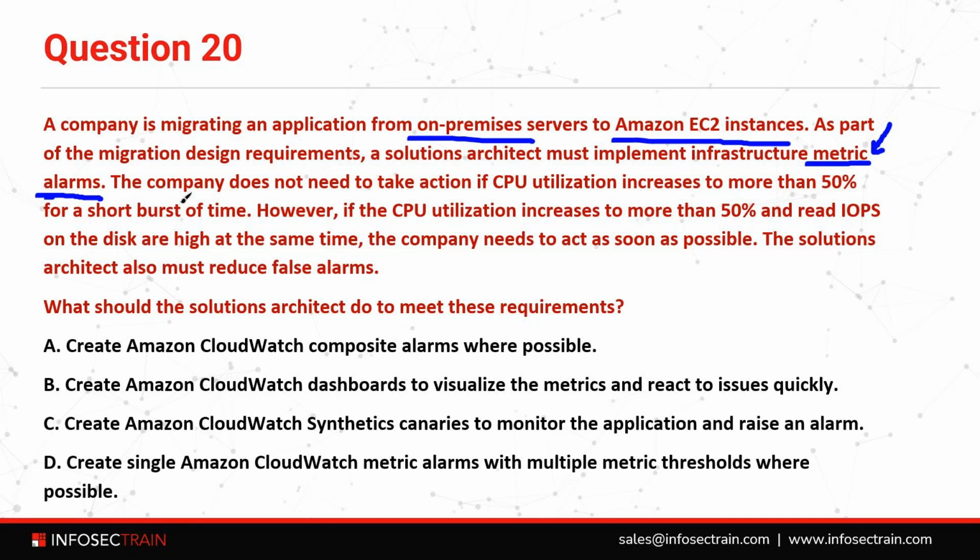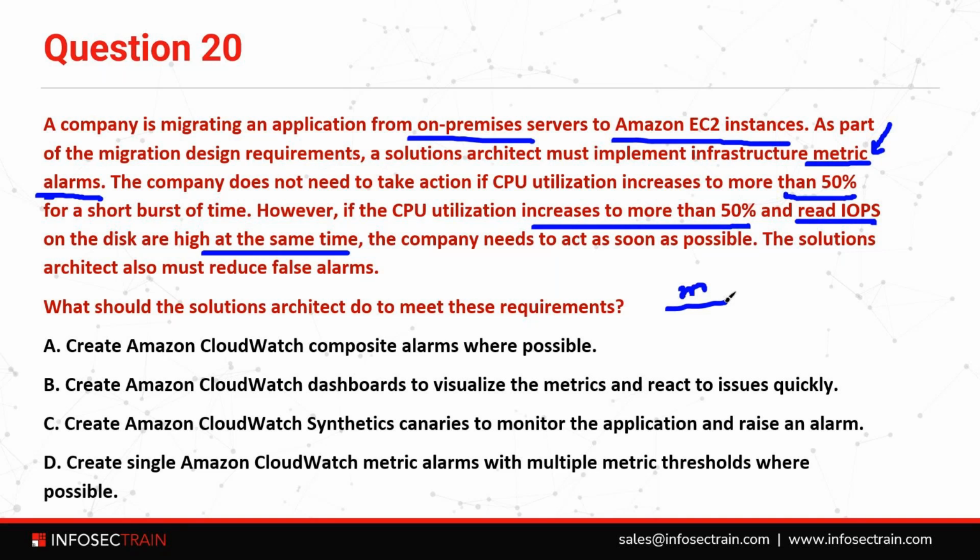So this is what you have. A company does not need to take action if the CPU utilization increases to more than 50%, right? They do not want to take action for a short point of time. However, if the CPU utilization increases to more than 50% and read IOPS on the disk are high at the same time, the company needs to act as soon as possible. Solutions architect, what should be the thing? In the metrics, as I mentioned, IOPS is input output operations per second, which you can think of as processing. The higher the IOPS, the higher the processing.